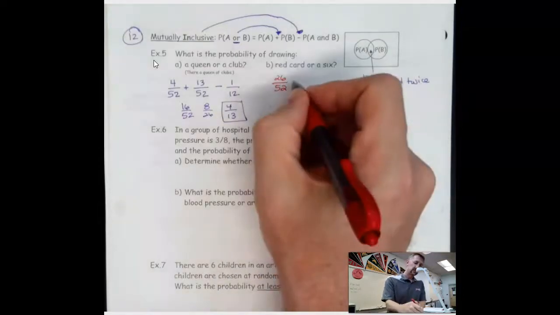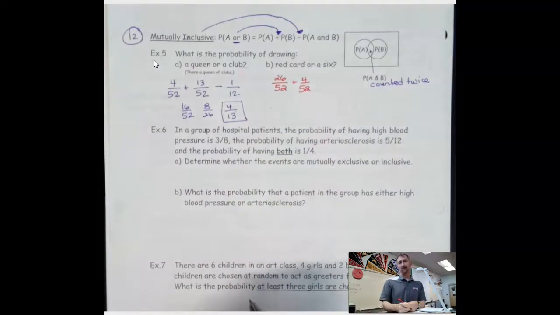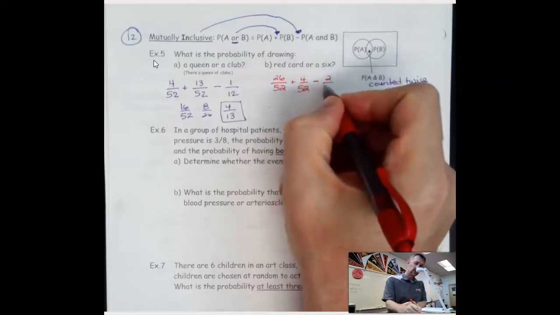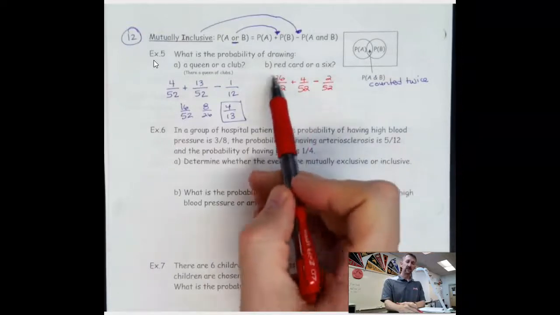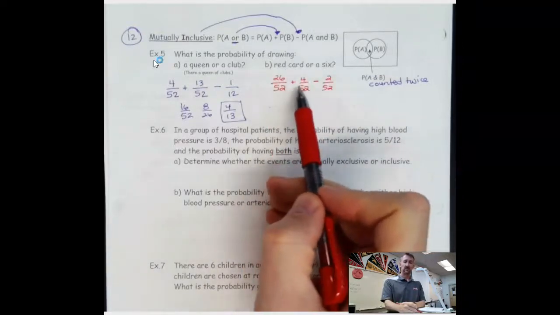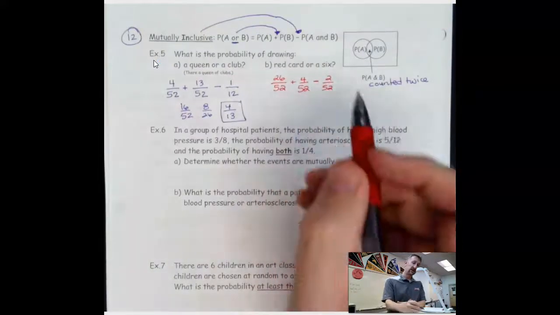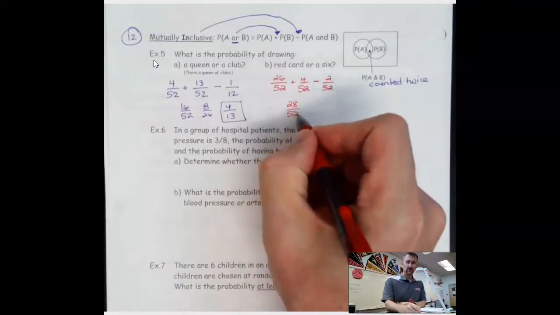Or a 6. So there are 4 6s in a deck of cards. Now hopefully some of you are saying, wait a second, there are 4 6s, but 2 of them are red and 2 of them are black. So 2 of those cards, the 6 of hearts and the 6 of diamonds, were counted here and here. So they were counted twice. So we need to subtract that out. So that's going to be 28 over 52.